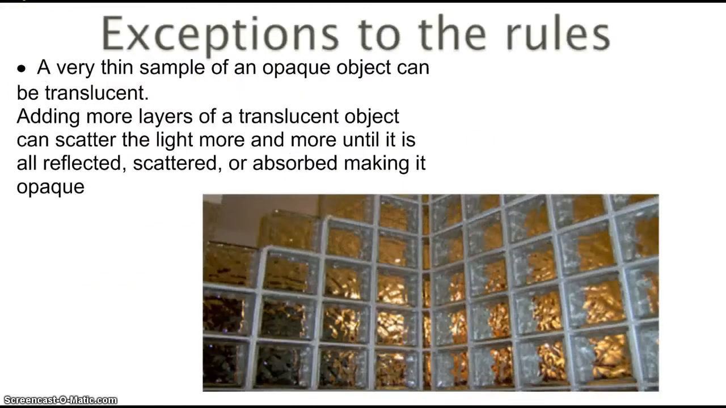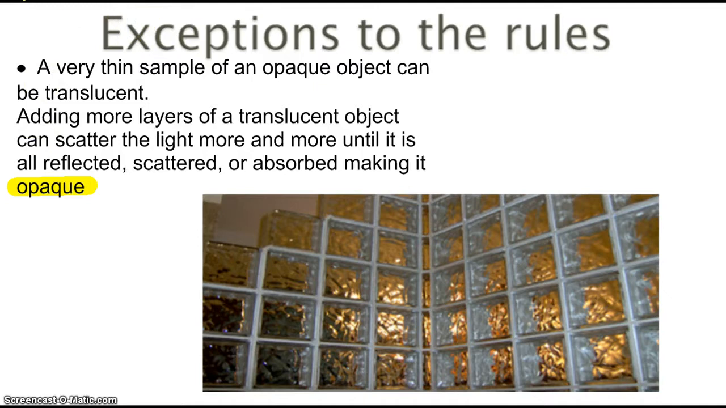Exceptions to this rule: a very thin sample of an opaque object can be translucent. I think of sheets of paper. So you have one sheet of paper, you may be able to see writing on the other side of that paper. If you keep adding sheets of paper, it's going to eventually become opaque. Adding more layers of a translucent object can scatter the light more and more until it is all reflected, scattered, or absorbed, making it opaque.